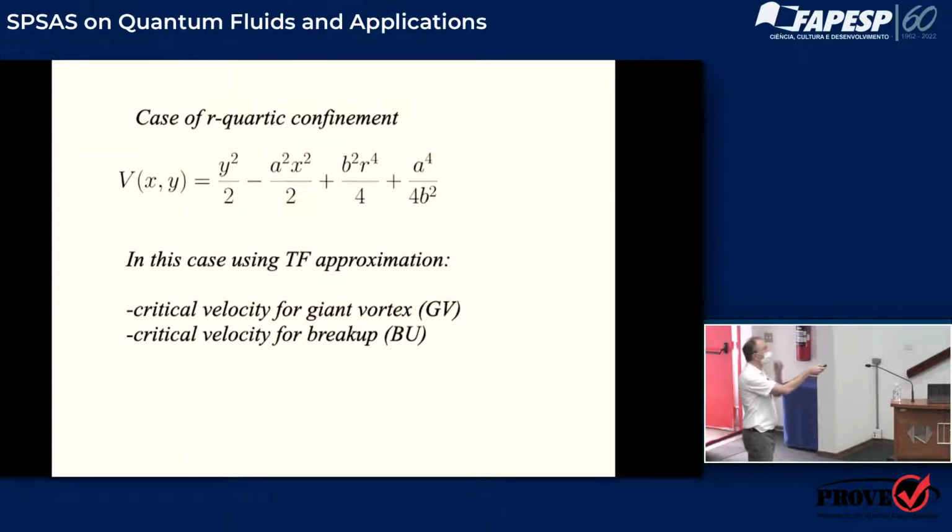So we also analyzed the R-quartic confinement. In this case, we have here R to the power of 4. If we calculate using the Thomas Fermi approximation, it's more complicated. I will not present the numerics or the analytical calculation, but I can tell you that at some critical velocity, you have a giant vortex. You can analytically do that. And at a critical velocity, you have breakup.